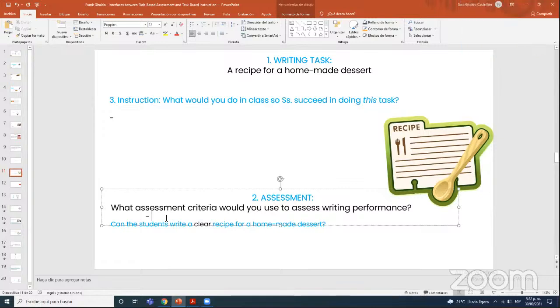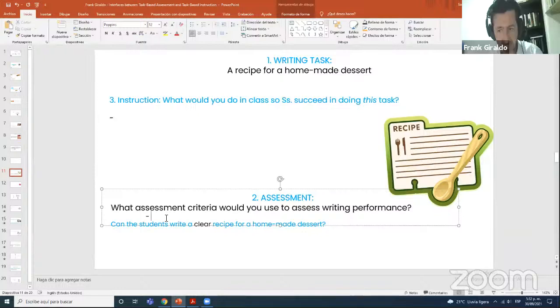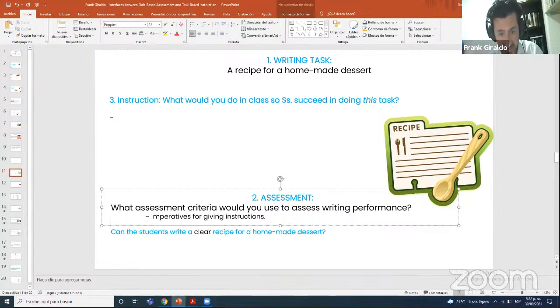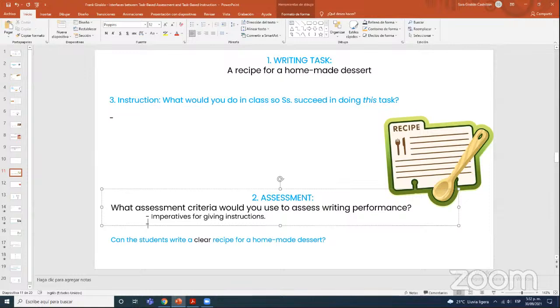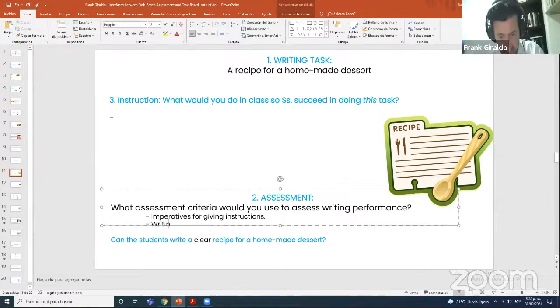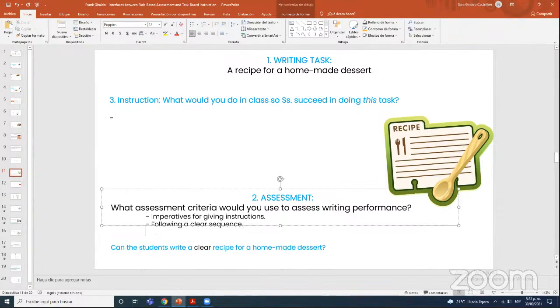Okay, we have here how to say instructions, maybe use of imperatives. Okay, imperatives for giving instructions. Good. What else? There is skills to provide a sequence. Okay, so writing, following a clear sequence. This would go in the criteria. What else? Correct spelling. Okay, correct spelling, of course.